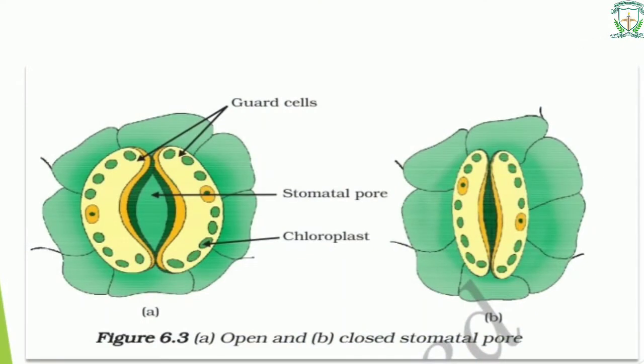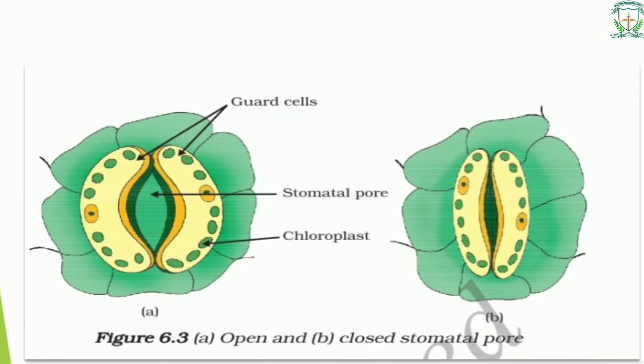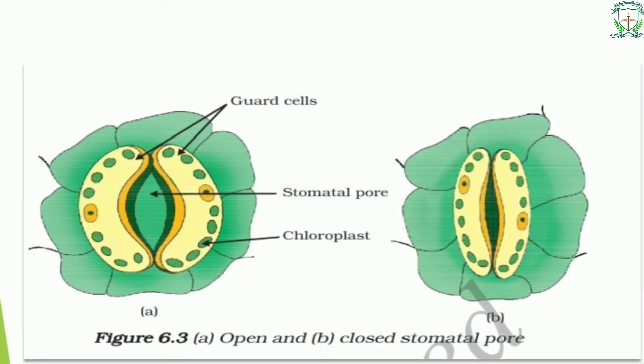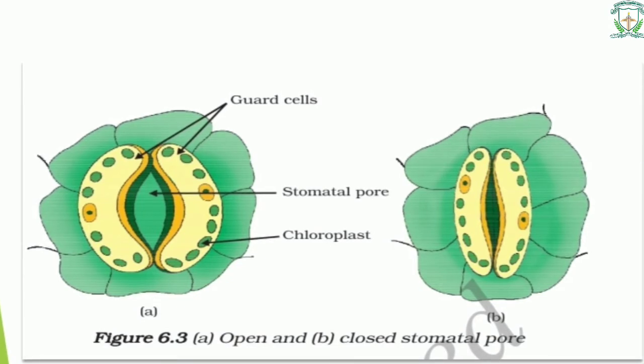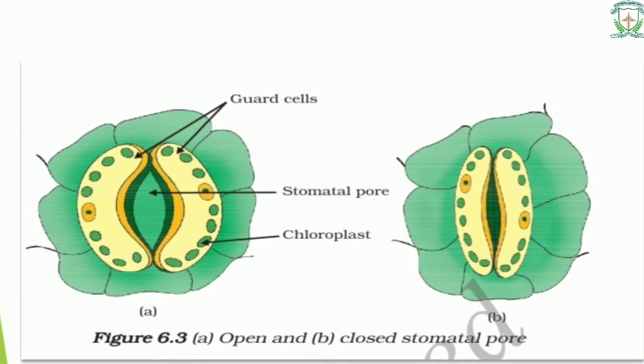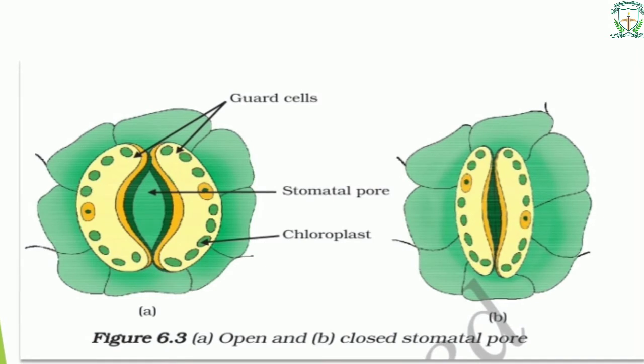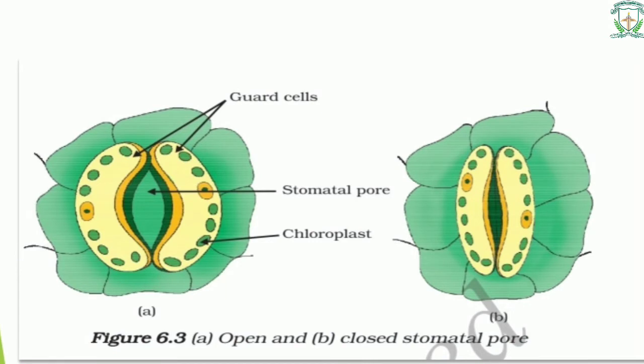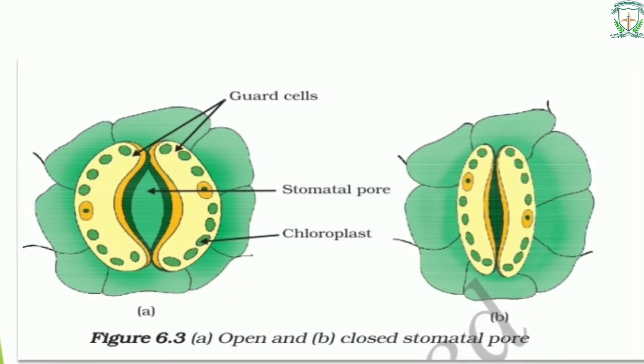This is the structure of the stomata. Figure A is the open stomata and figure B is the closed stomata. You can observe there is a bean-like structure. They are called guard cells. And there is a chloroplast which will be present in the guard cells. The hole is called the stomatal pore. The stomata contains two guard cells, the stomatal pore and chloroplasts.